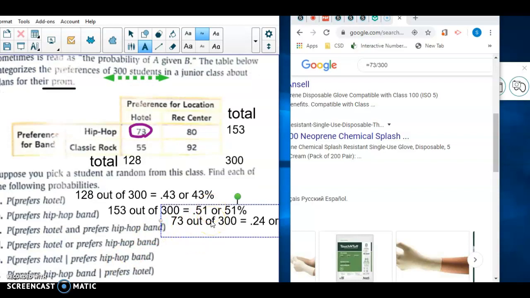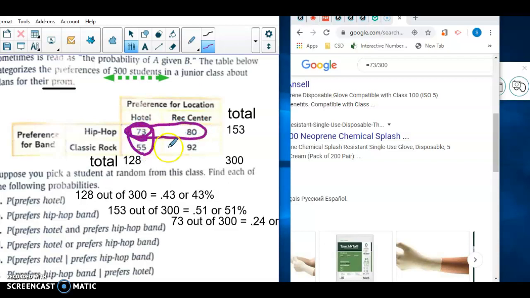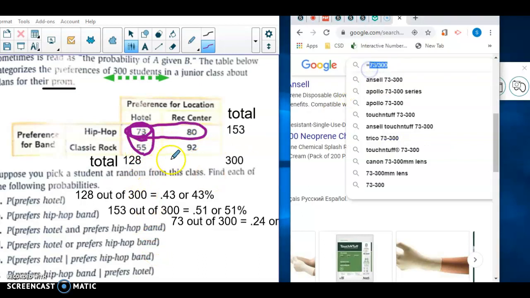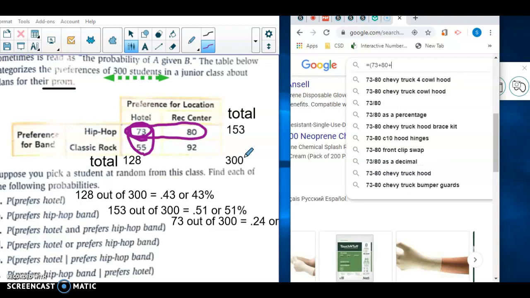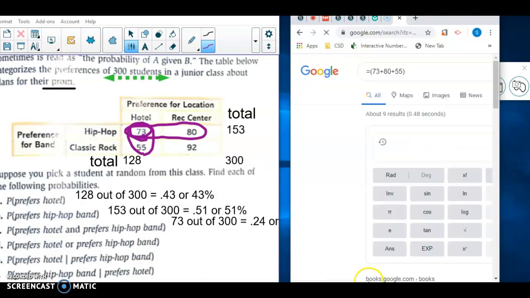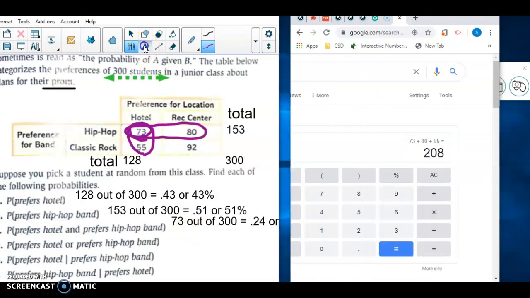All right, so let's take a look at our next one. Prefers the hotel or prefers the hip-hop band. So either one. They can like the hotel, so now we're expanding this to anyone that likes the hotel, doesn't matter what kind of music, or anyone that likes the hip-hop band, it doesn't matter where they want it. So basically everyone except for the classic rock and the recreation center. So we would add up 73 plus 80 plus 55. We get a number answer for that, and we get 208. So this would be 208.